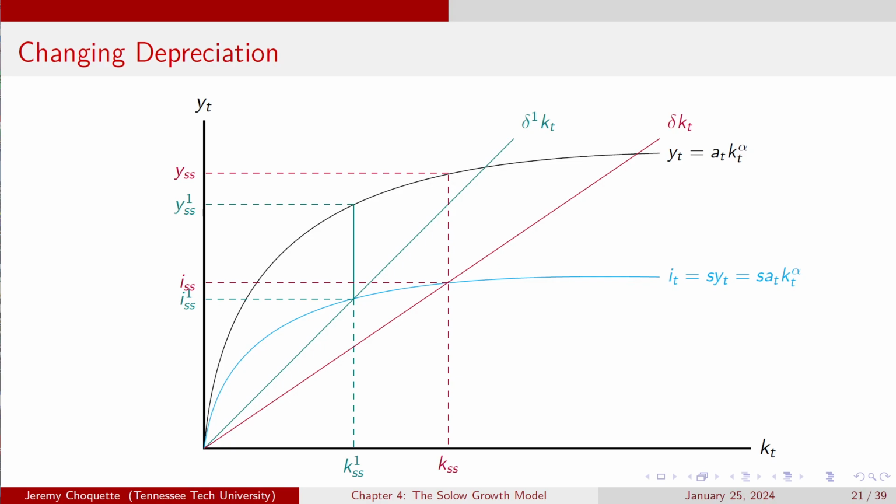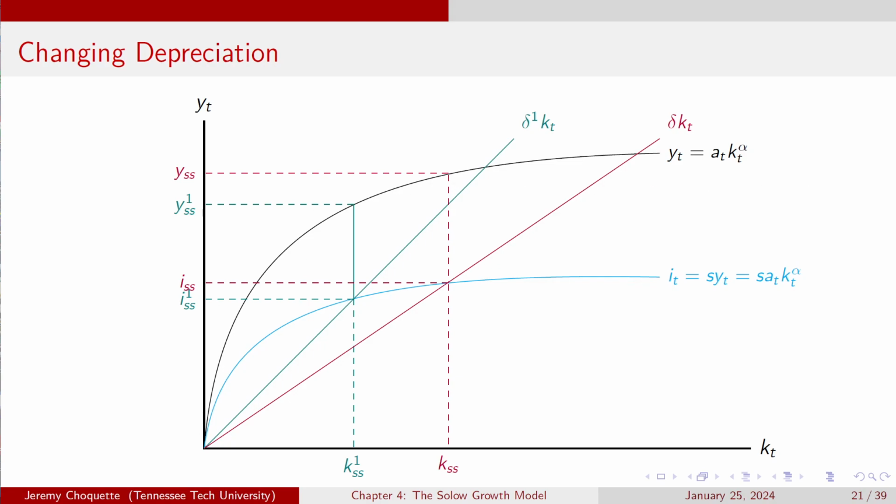So with a change in delta, you're not shifting Y or I. You're only changing that depreciation line. And you have to find the new intersection point between depreciation and the investment curve to label your new steady state capital, investment, and output.